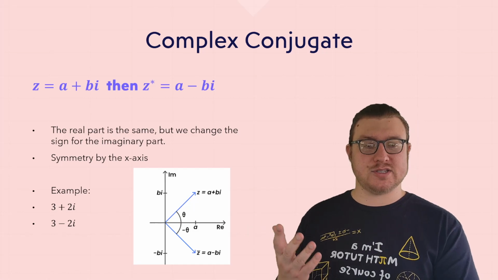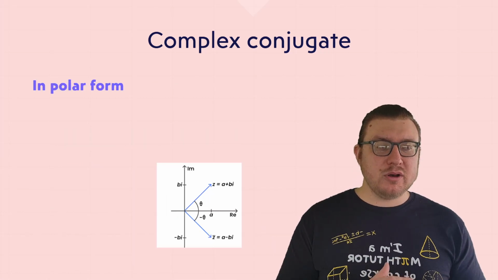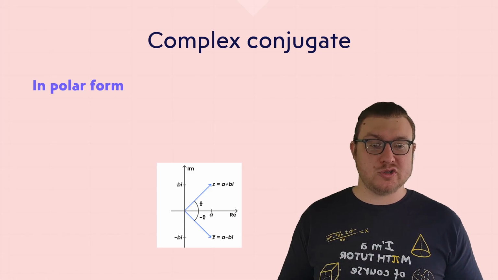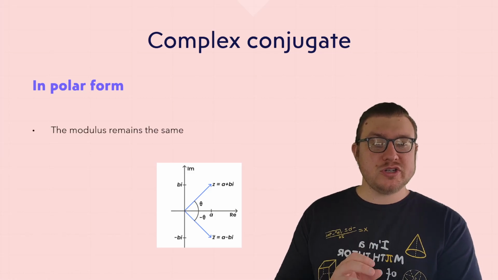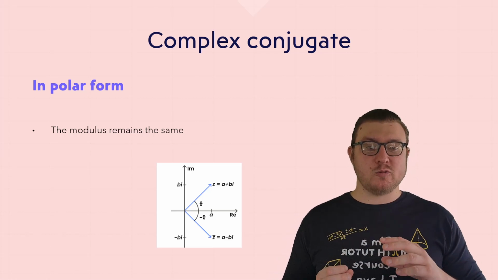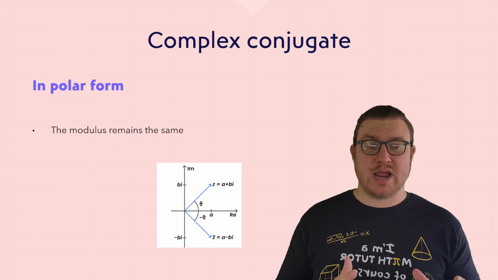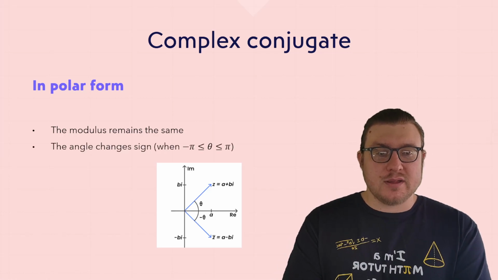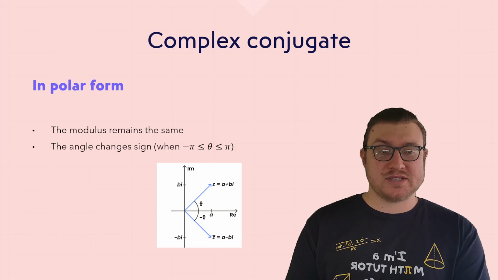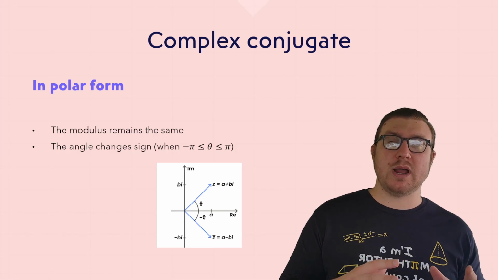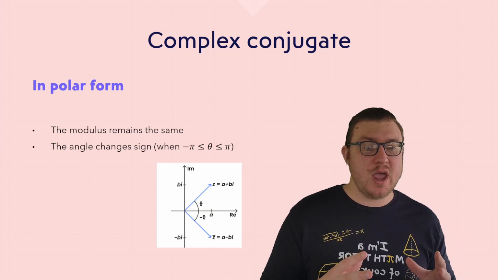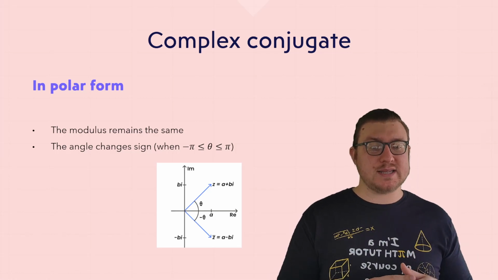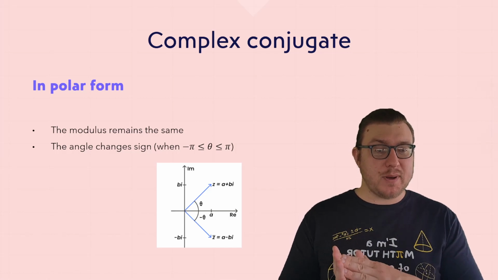So 3 minus 2i. Now in polar form, this is very similar, but we just need to remember what we need to do. The modulus remains the same. The modulus is another word for the radius, or for r, that we have seen so far. It's the more precise term for this. The angle changes sign. Just remember, for complex numbers in your exam, we prefer, for the marking schedule, that you write your complex numbers with an angle between minus pi and pi.